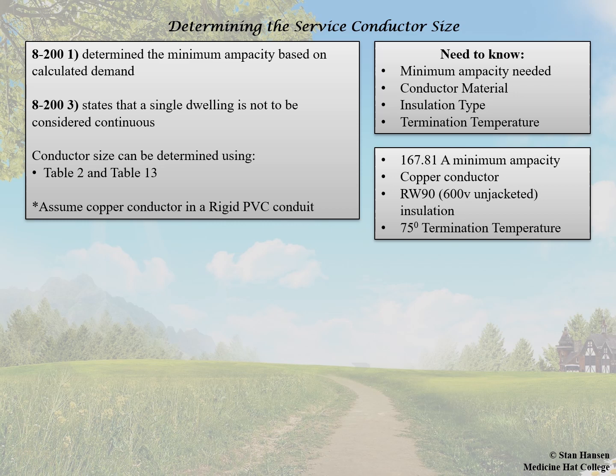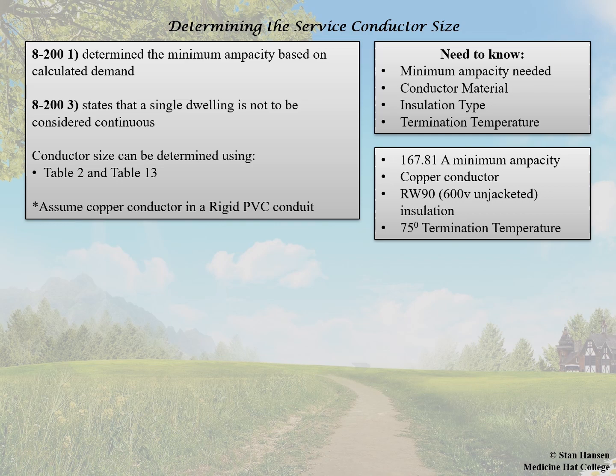So there's a few things we need to know in order to choose our conductor size. We need to know what our minimum ampacity is, which we just calculated out. We need to know what our conductor material is, which is going to be a copper conductor. We need to know what our insulation type is, which in our case is going to be an RW90 conductor. And we need to know what our termination temperature is. And in our case, we're going to assume a 75-degree termination temperature.